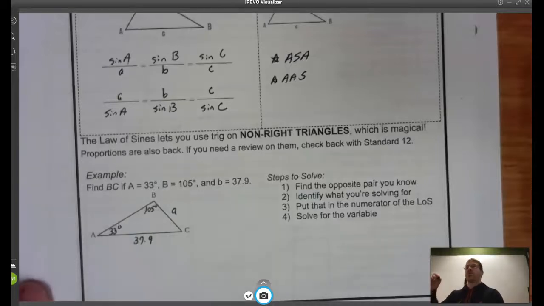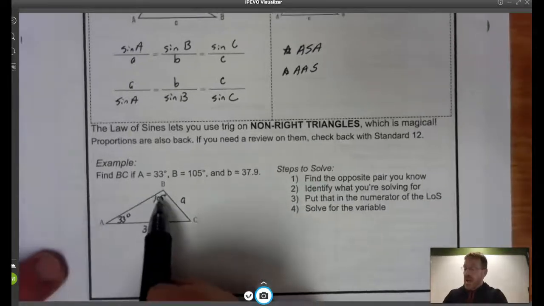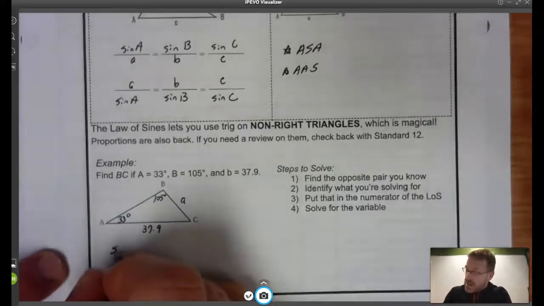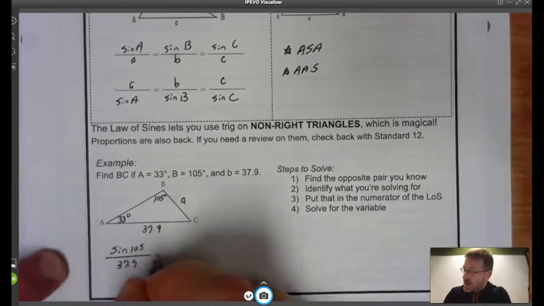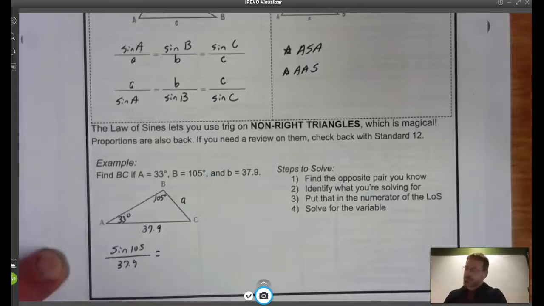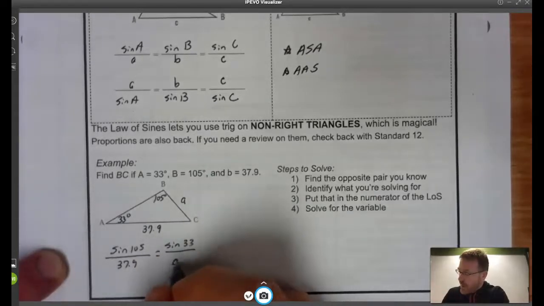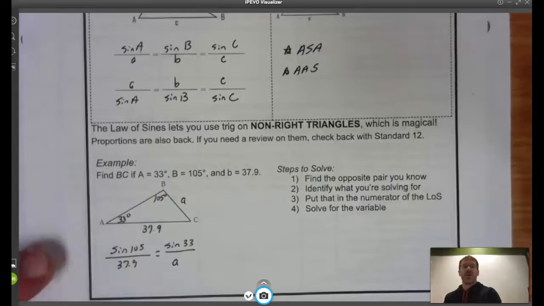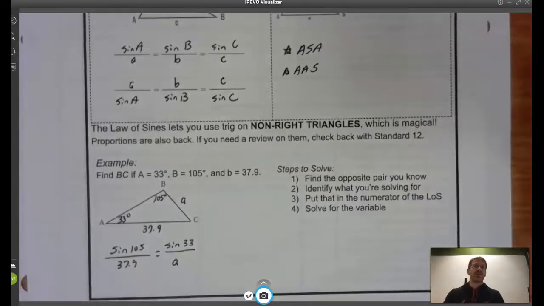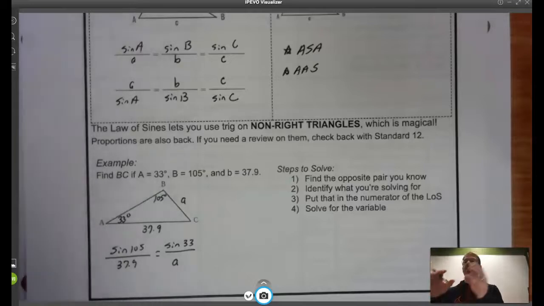And so I always want to set up the ratio I know. I know my angle and I know this side. So sine of 105 over 37.9 is going to equal sine of 33 over a. All right, so let me grab my calculator. Now, once again, remember sine of 105 and sine of 33 are numbers, so I'm going to leave them as that. I'm not going to find their decimals and round or anything until the very end.